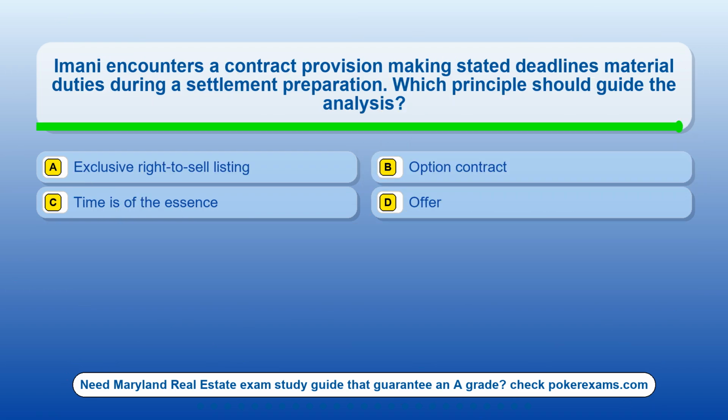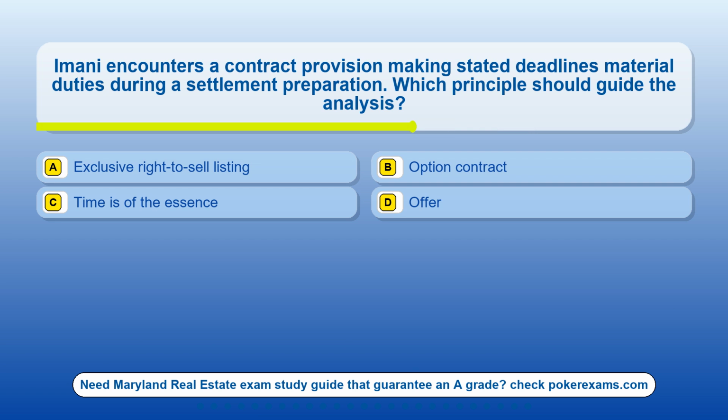Question 24. Imani encounters a contract provision making stated deadlines material duties during a settlement preparation. Which principle should guide the analysis? Option A, exclusive right-to-sell listing. Option B, option contract. Option C, time is of the essence. Option D, offer.